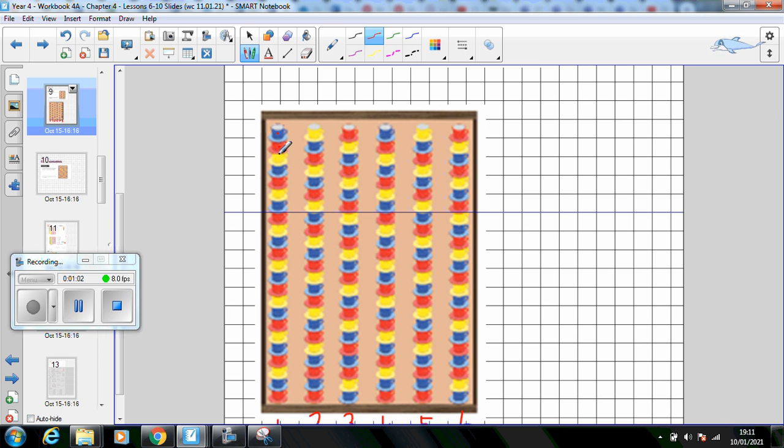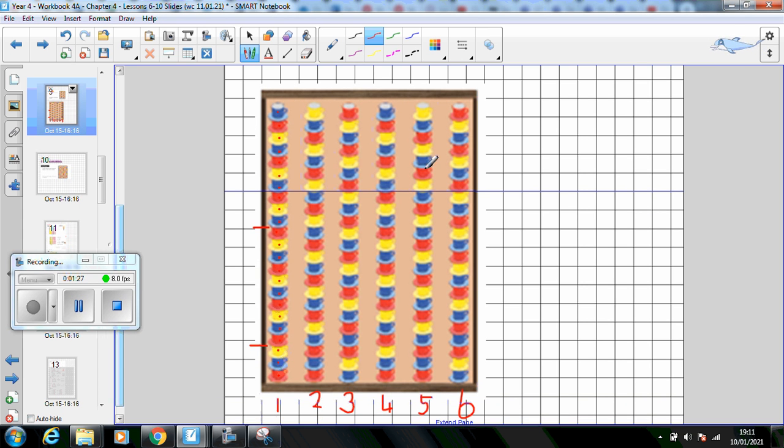1, 2, 3, 4, 5, 6, 7, 8, 9, 10, 11, 12, 13, 14, 15, 16, 17, 18, 19, 20, 21, 22, 23. Okay, so we've got 23 cups in 6 columns.